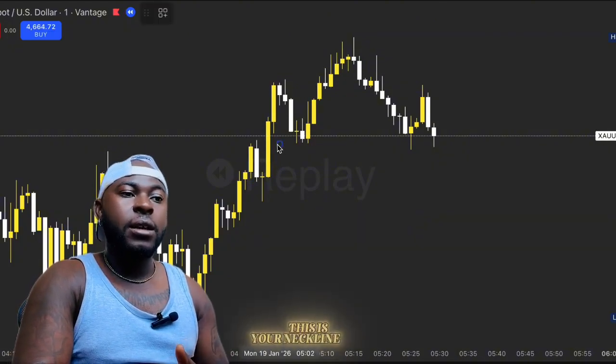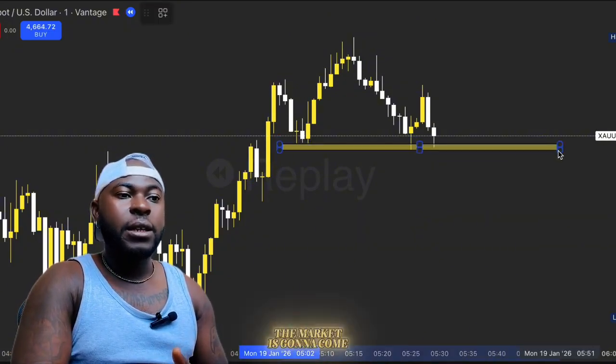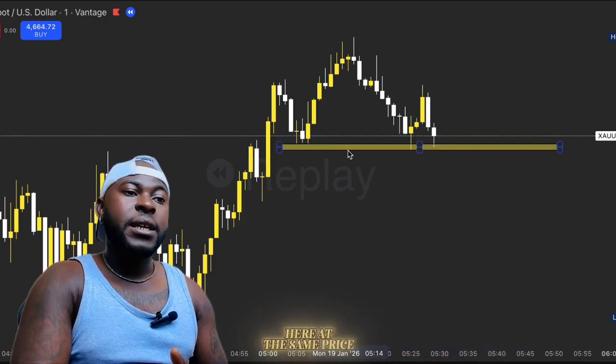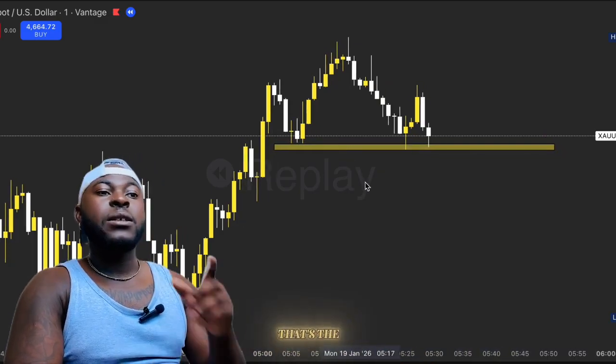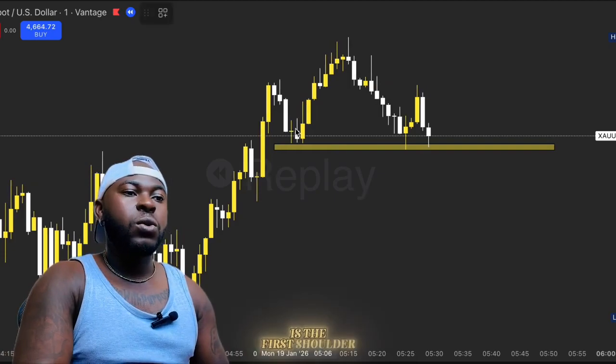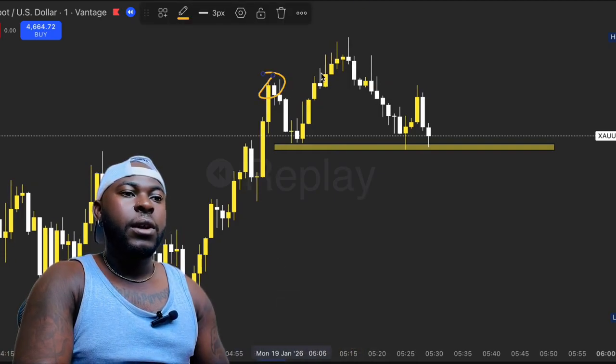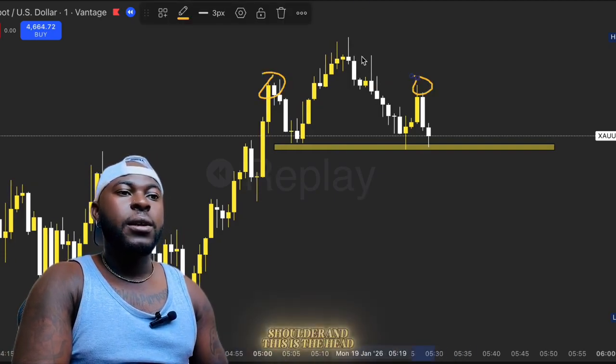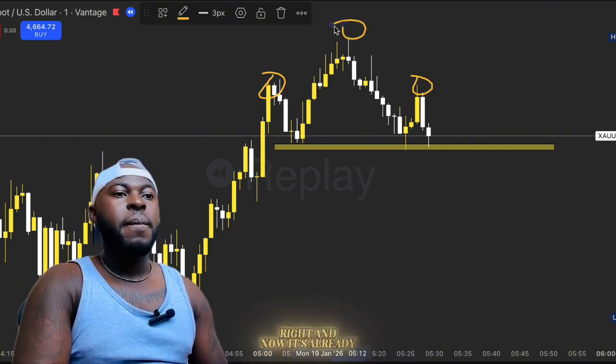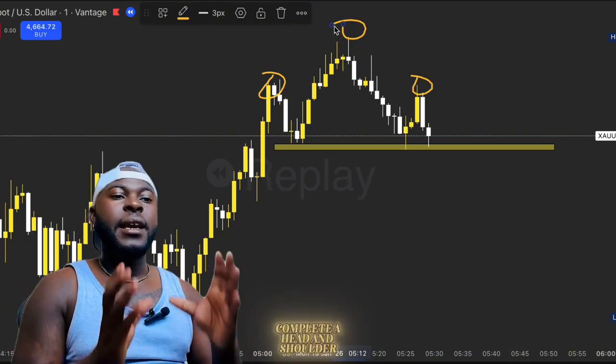This is your neckline, like we said, right? The market is gonna come here at the same price. It's gonna come here, right? That's the neckline, and this is the first shoulder, and this is the second shoulder, and this is the head, right? And now it's already completed head and shoulder.